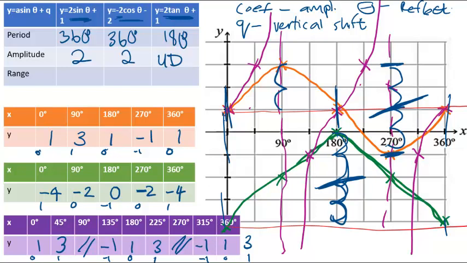Range is the highest and the lowest. So the highest for sine is 3 and the lowest for sine is -1. So we're going to say -1, 3. For cosine, the highest is 0 and the lowest is -4. So -4, 0. And for tangent, y is an element of all real numbers.